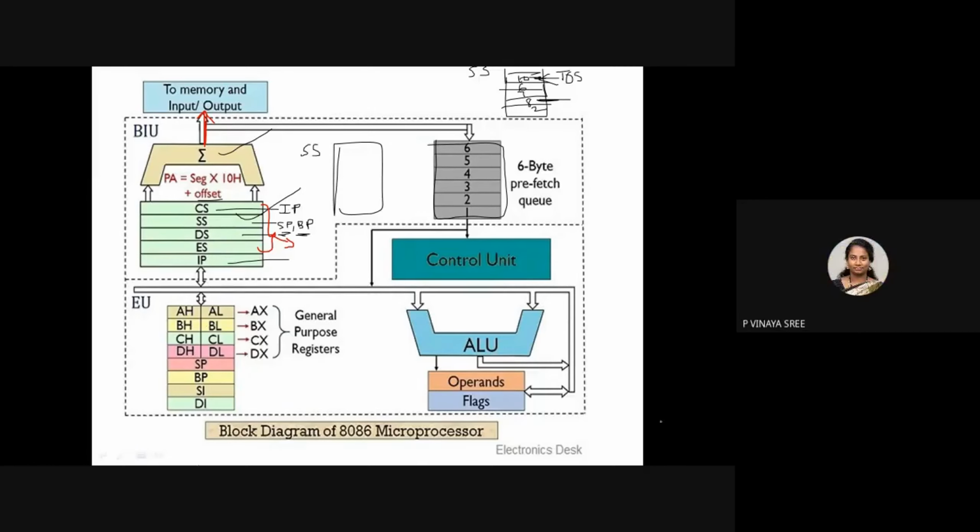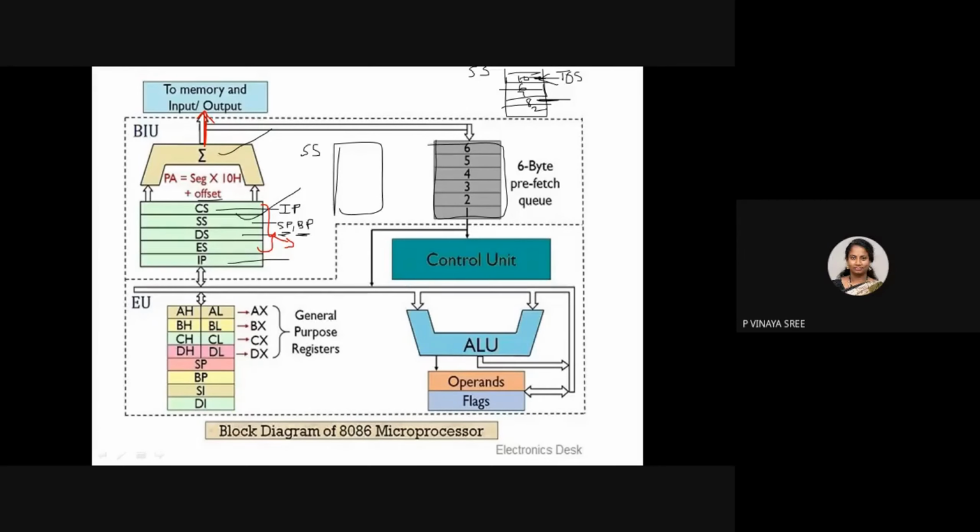Next, we'll go to the execution unit. In the execution unit, whatever we give to the control unit is decoded. After decoding, it identifies which operation, which opcode is given, and where the operands are residing in which particular registers, and then it performs the addition. And finally, you get the result.